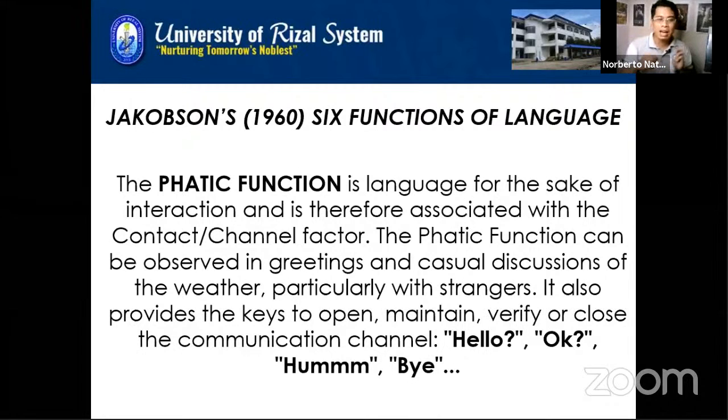So it usually happens, let's say for instance, you are talking to someone and you would like to begin your conversation with that person. Let's say you are inside the tricycle and you're talking to a stranger and you say, "Sir, have you noticed that the cloud is dark?" Okay, you're already opening a conversation. So that is already an example of a phatic function because you are opening a conversation.